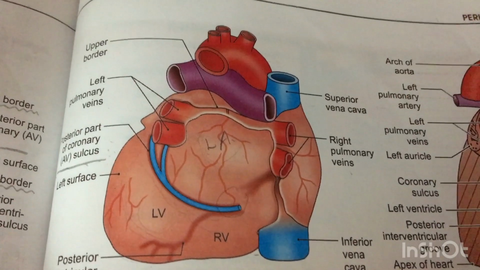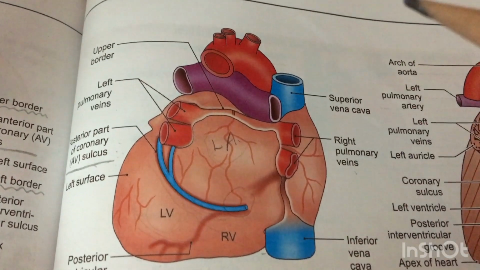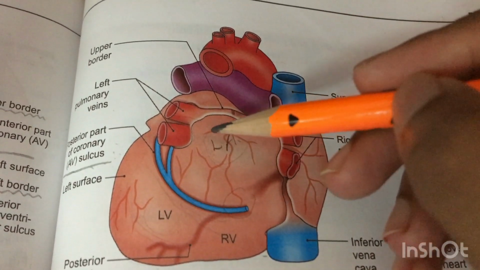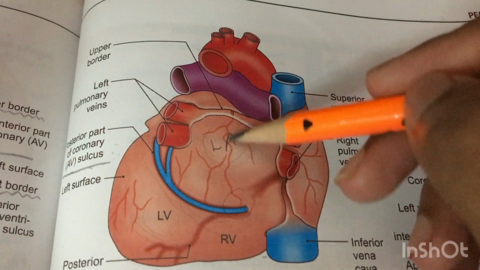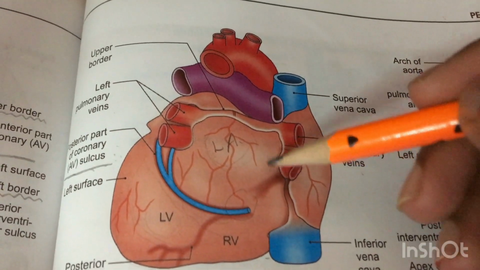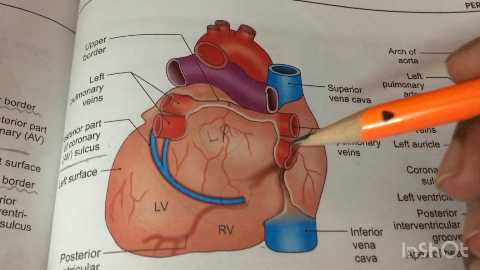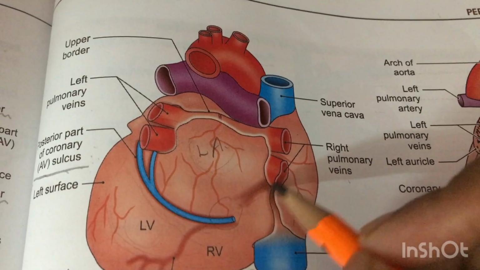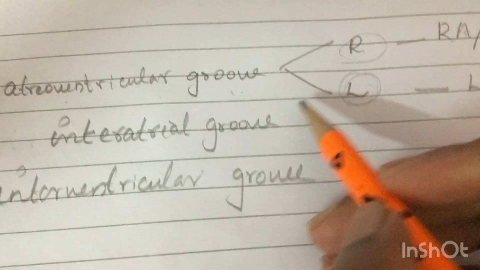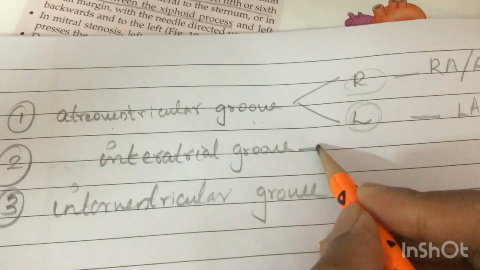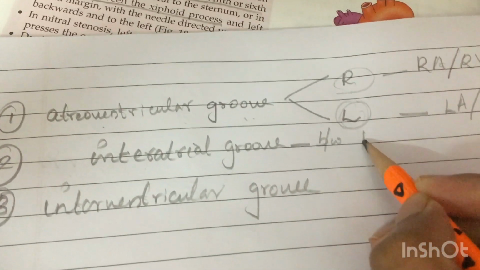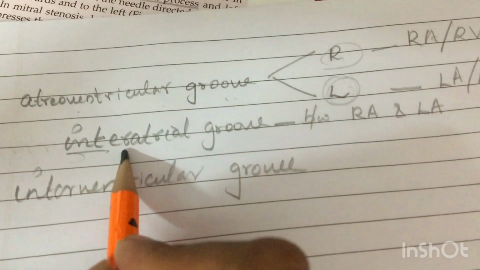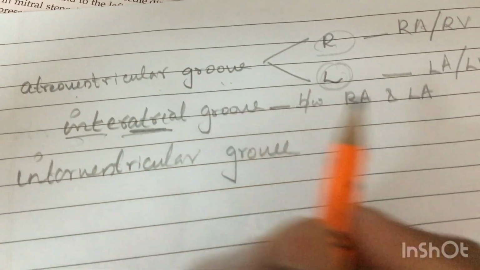So next, about the interatrial groove. As the name suggests, it lies between both atria, that is the left atrium and the right atrium. In this picture we cannot see it because it is faintly visible, so it will be around here. The interatrial groove is present between the right atrium and left atrium, as the name suggests, in between the atria.